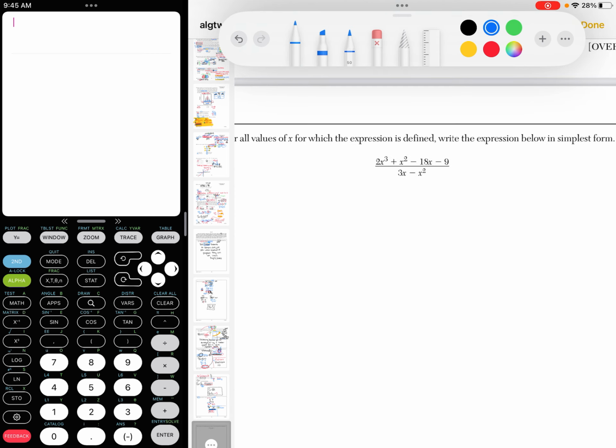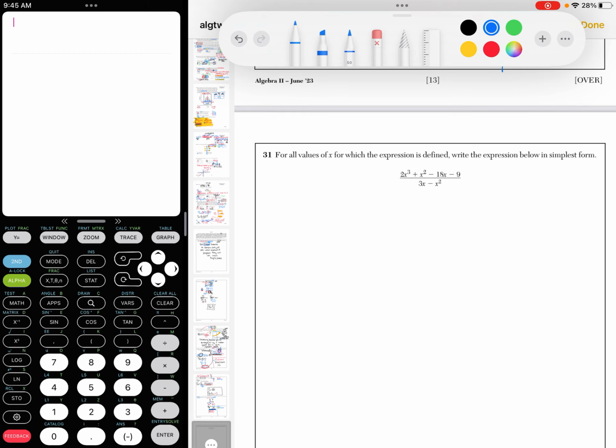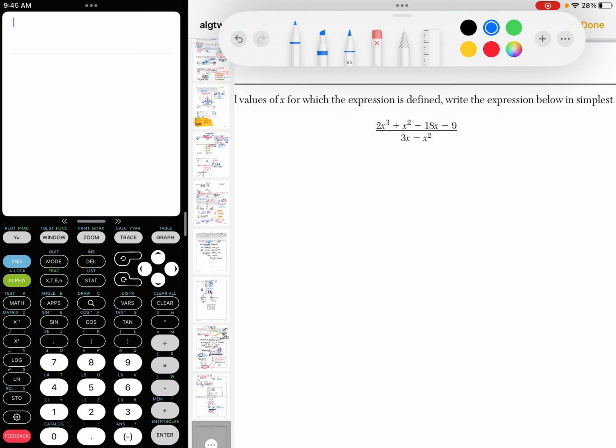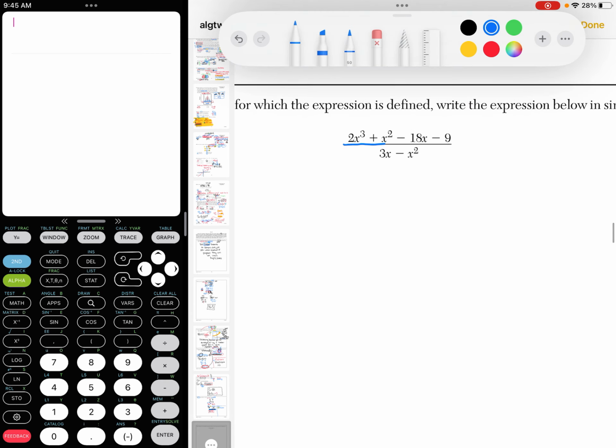So now that we've gone over what not to do, but again, I would encourage you if you did try it, that was really good. We're going to go over what you need to do. The other thing that we have done when we were talking about division, especially with polynomials, is to factor. This is going to be a factor and cancel example.